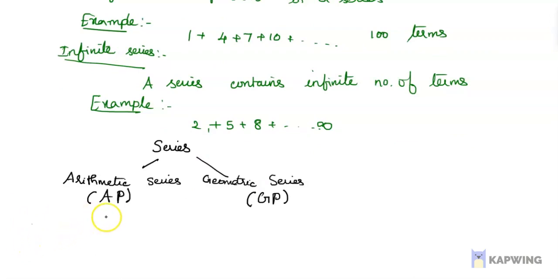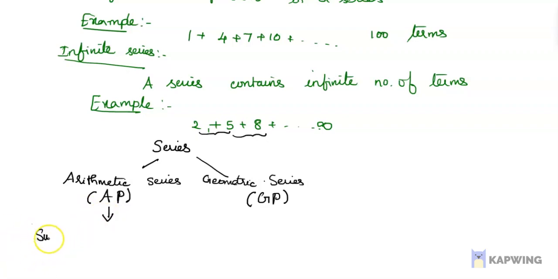So arithmetic progression means the successive terms. What is meant by successive terms? We can say from this example, 2 and 5 are successive terms, 5 and 8 are successive terms, likewise. Otherwise we can say two succeeding terms. Okay, so we'll now come to the definition.